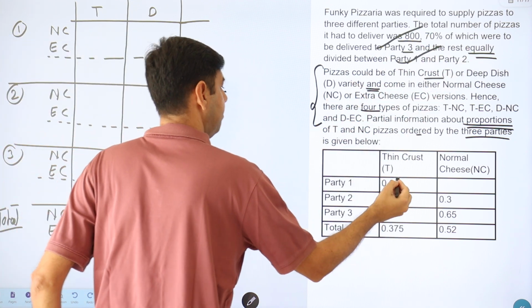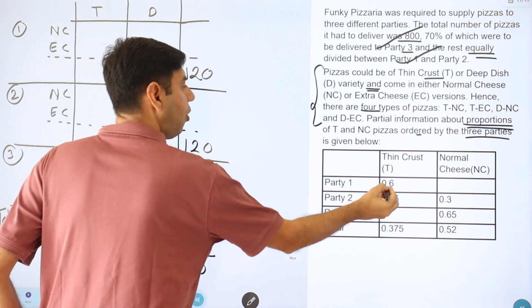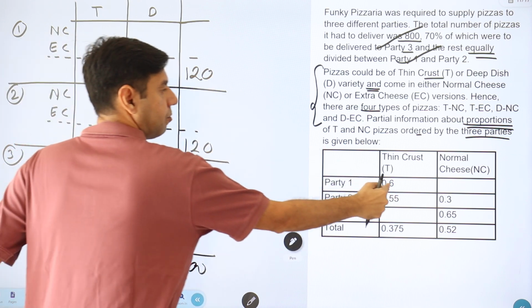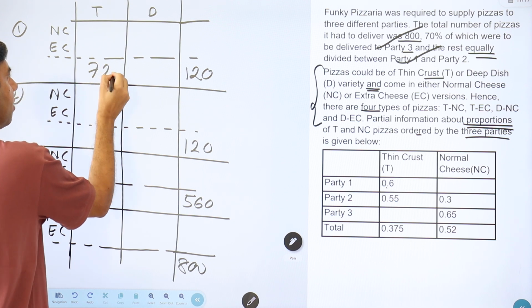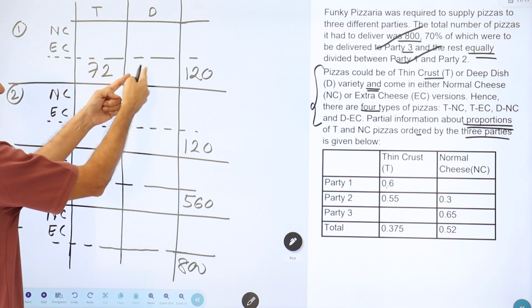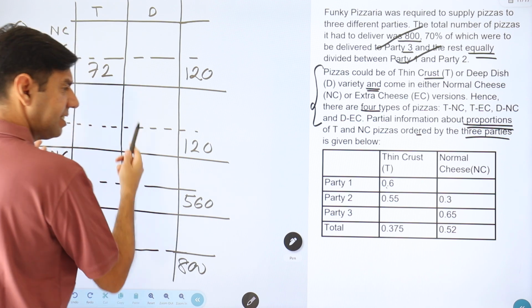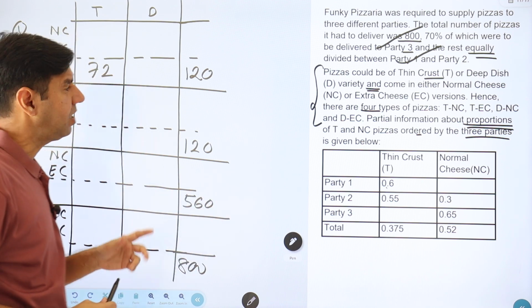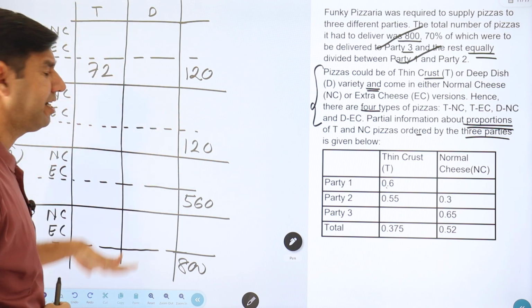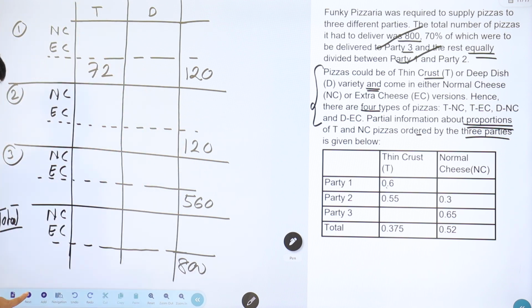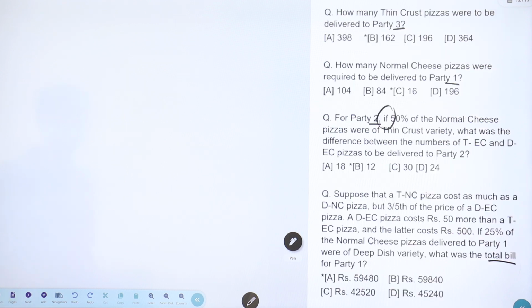Now we come to these numbers. For party 1, 0.6 of its. So 0.6 of this, 12 6s are 72 was thin crust. And if 72 is thin crust, obviously the rest will be here, right? And similarly, you could fill in the other numbers. So let's directly go to the question. Once you have the framework, why do I need to fill all of it? Whatever I need, I'll pick it up from the question.